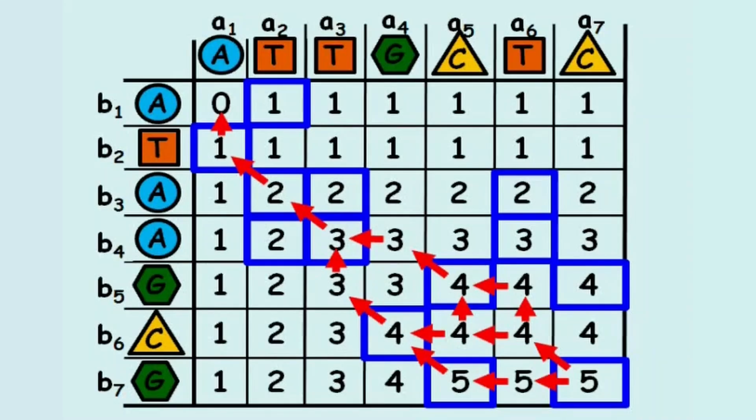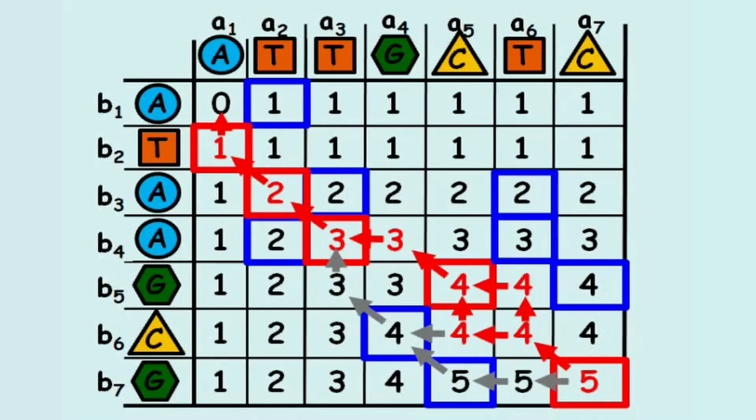The matching base pairs for the first optimal solution are A1B2, A2B3, A3B4, A4B6, and A5B7. The matching base pairs for the second optimal solution are A1B2, A2B3, A3B4, A4B6, and A7B7. And the matching base pairs for the third optimal solution are A1B2, A2B3, A3B4, A5B5, and A7B7.